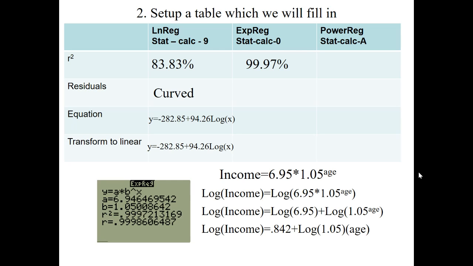Now, I've already converted. Log 6.95 is just a number. It has to be 0.842. Log 1.05 is also just going to be a number. I put it inside of the calculator. I get 0.0221. So again, I use this for my equation, but when I transform it to linear, I end up with this. So using x, I have a linear model for the logarithm of income. So I can input age and get the log of income.